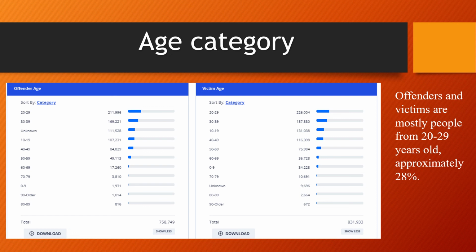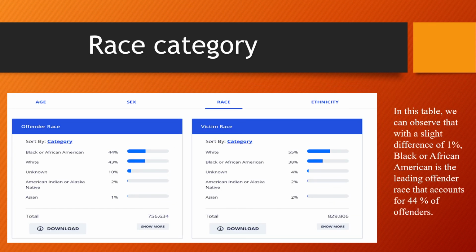Moving further, I would like to provide statistics on the offenders' and victims' race. In this table, we can observe that with a slight difference of 1%, Black or African American is the leading offender race that accounts for 44% of offenders. A shockingly small 1% of offenders are Asian. Talking about the victims' race, Asian also account for the smallest amount at 2%. The majority of victims are white at 55%.